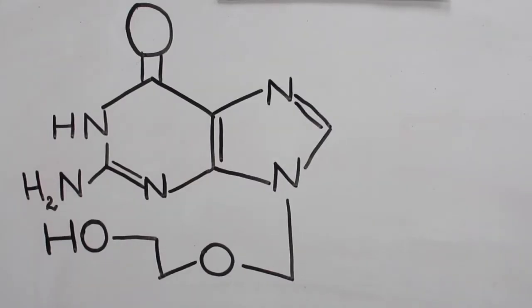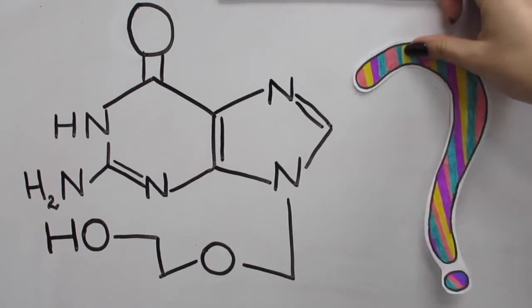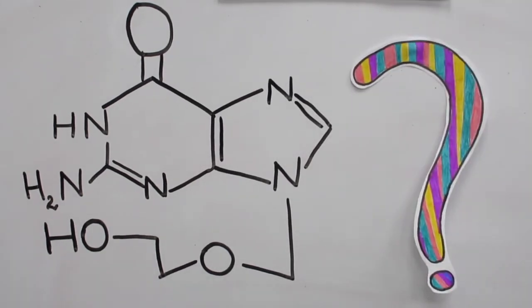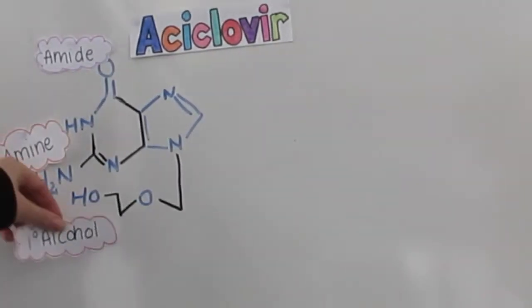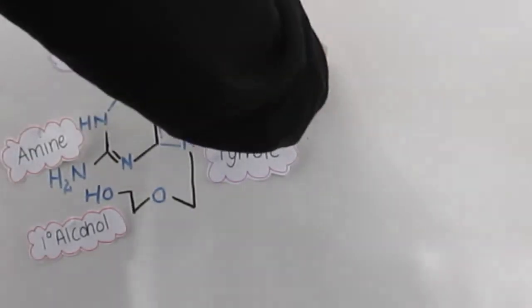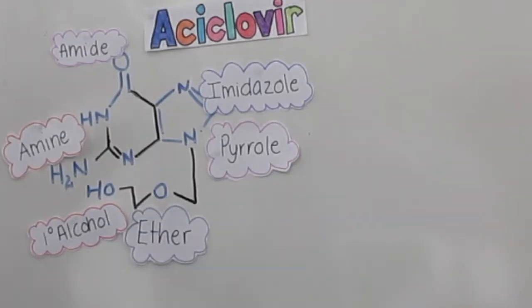Yeah, of course, we will cover all of that, but let's have a quick look at the structure first. This is the structure of Aciclovir, and let's just pause for a second and see what functional groups you can identify. Okay, I can see that the structure has an amide, an amine, a primary alcohol, a pyrrole, an imidazole, and an ether. Yeah, that's correct, that's brilliant.